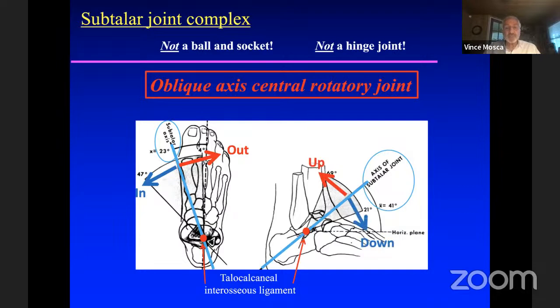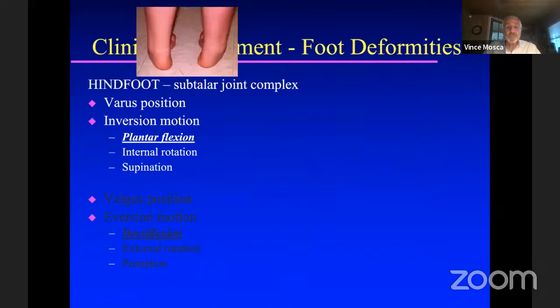Now, I've color-coded these because when the foot moves in, it also moves down. So down and in, inversion. And when the foot moves outward, like in a flat foot, flat feet are turned out, it moves out and up. It externally rotates and dorsiflexes. Those are combined motions in the two planes because of this axis and the central point of rotation.